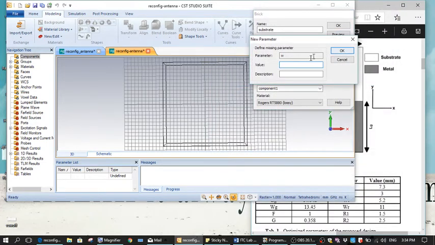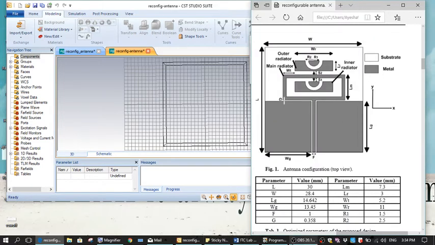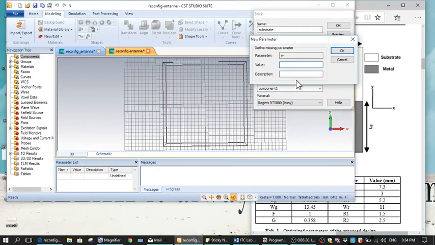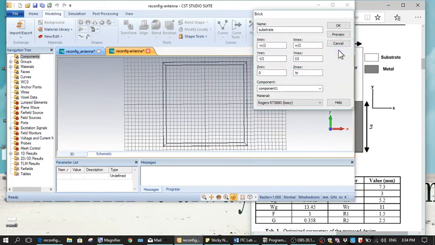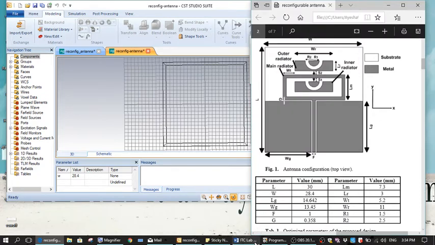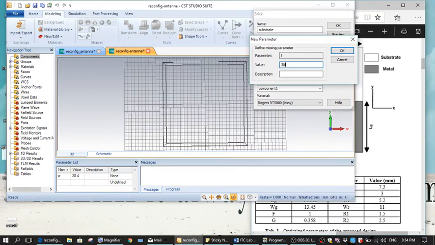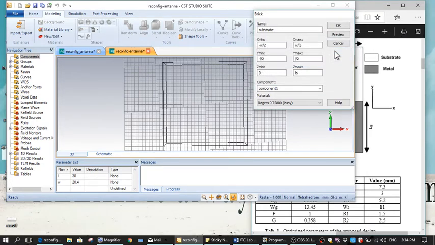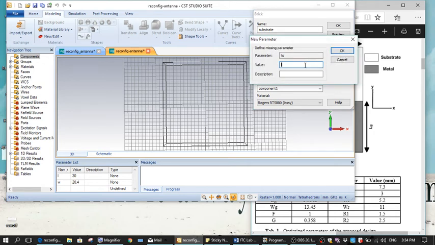and preview our substrate. Now it's asking for the dimension W, which according to the paper is 28.4. So let's assign it 28.4. Okay, and then it's asking for length. So the length is 30. Here we can see it's 30. So let's assign it 30. Okay. Now it's asking for the thickness of substrate. So the paper says that thickness of substrate is 0.508. So let's add it.